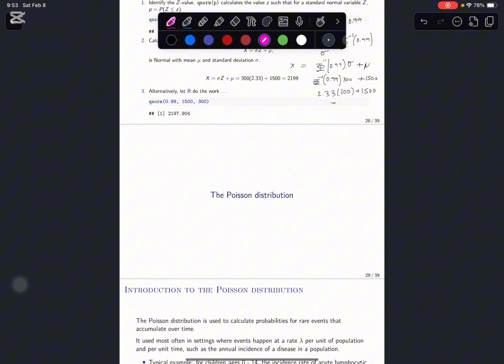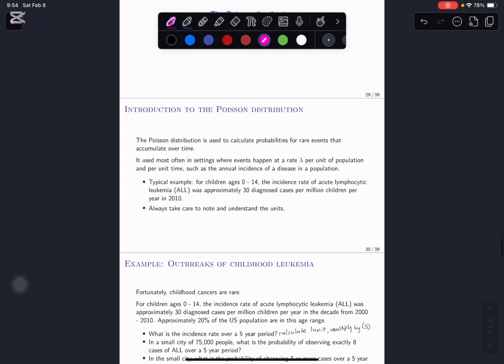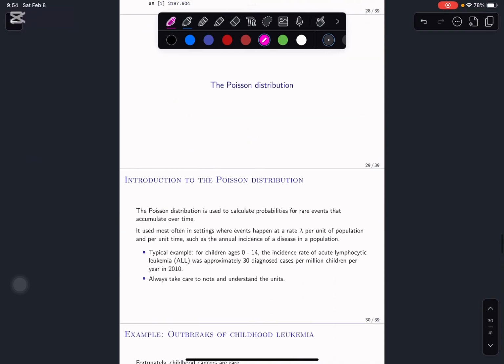Now I've got Dr. Poisson. I don't know how to say it either. I think I'm just gonna say Poisson. The Poisson distribution, it's a bit complicated. It basically gives you the occurrence of a rare event over a specific period of time or area.